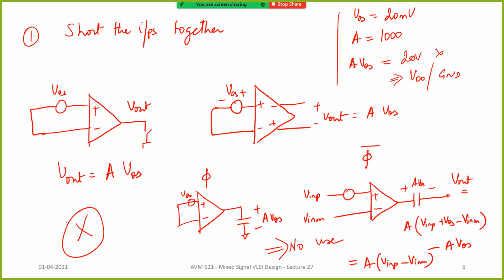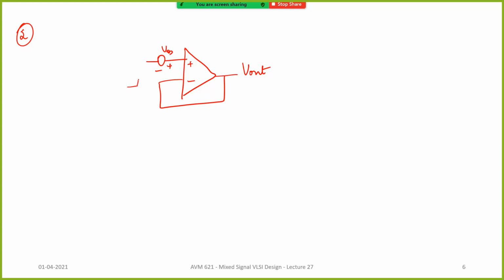The second method, which is the best method to do, is basically to take this and do a unity gain feedback, and I'm going to store this in a capacitor C. So this is in the phase 5. Now what will be V out? Let's say this is grounded.